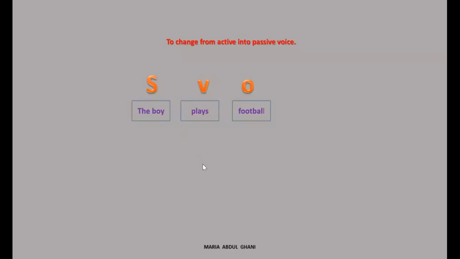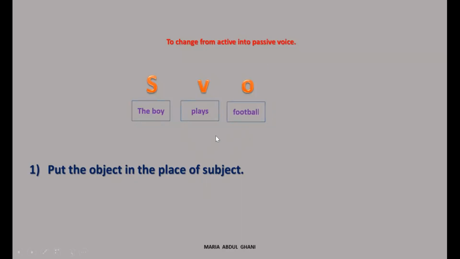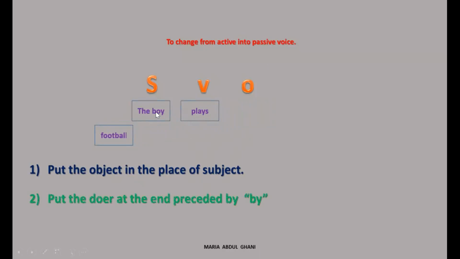Past. No, it's not direct, indirect. We'll see. Pay attention. First of all, put the object in the place of the subject. Here, the object, football, you will put in the place of the subject at the beginning of the sentence. Number two, put the doer of the action at the end of the sentence and put "by" before it. Here you are.